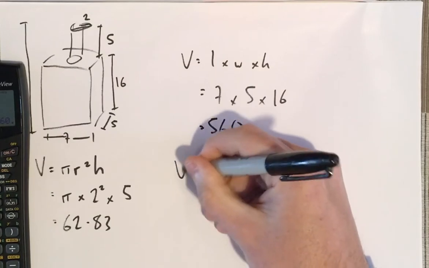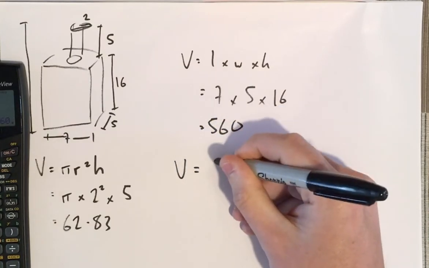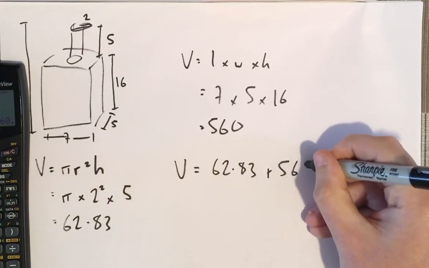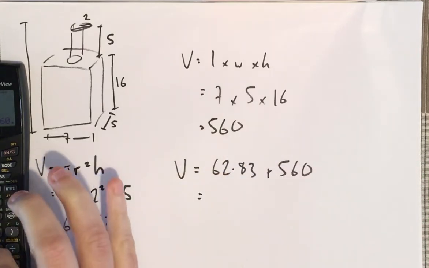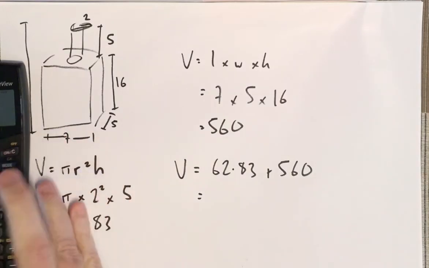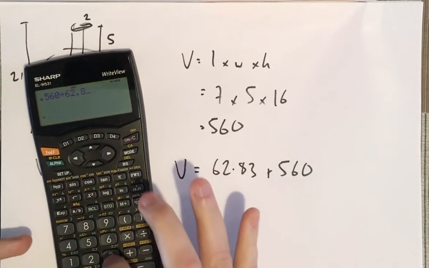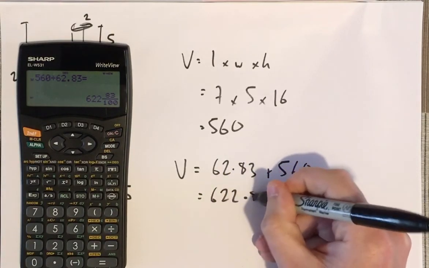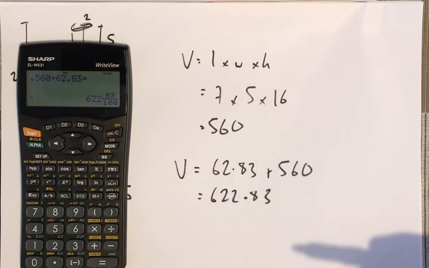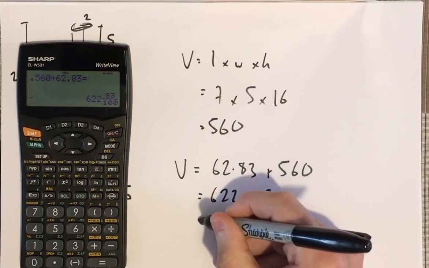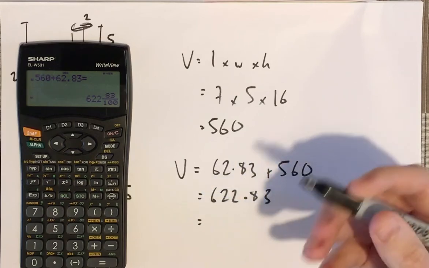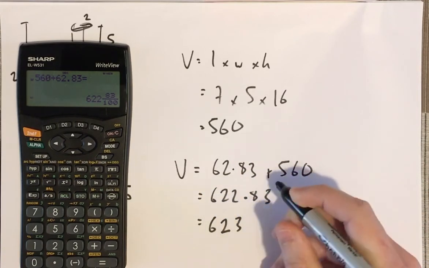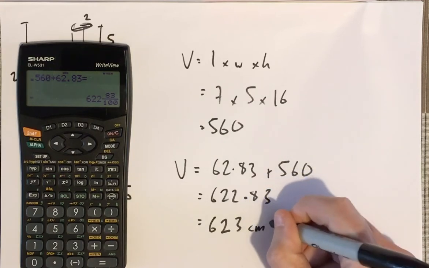So the volume of the overall shape then is the 62.83 for the cylinder plus the 560 for the cuboid. If you add those together, 560 plus 62.83 is 622.83. I will always write it unrounded and then do the rounding, to show the person correcting that you know how to do the rounding. So that would be 623, and it is centimeters cubed.